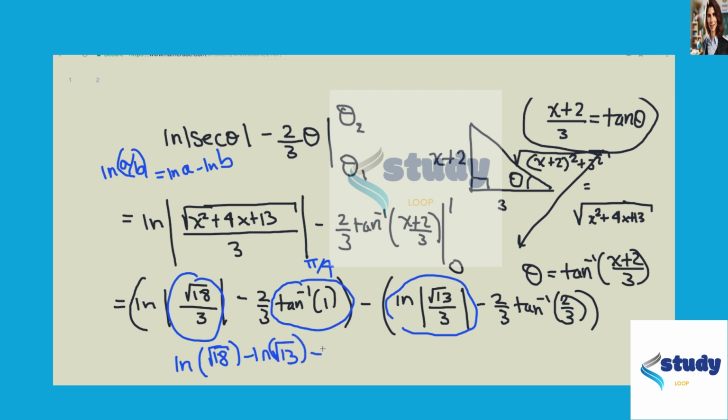And then now we had pi over 4 here. So we have 2 over 3, pi over 4. And so that'll just be pi over 6. And then watch out for this double minus here. That's a plus. 2 over 3 arctan, also 2 over 3. And there's our final answer.